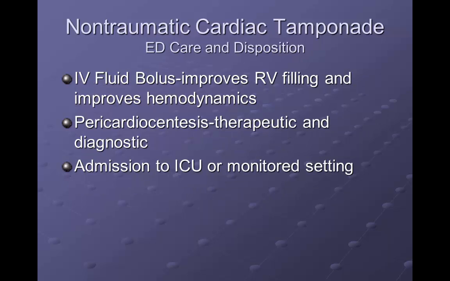Now, how do we treat cardiac tamponade? Basically, since the patient has decreased venous return from the pulmonary bed and decreased cardiac output, you need to, while you prepare the patient for pericardiocentesis emergently, give IV fluids. You have to be able to improve cardiac output and right ventricular filling, as well as hemodynamics, with IV fluids.